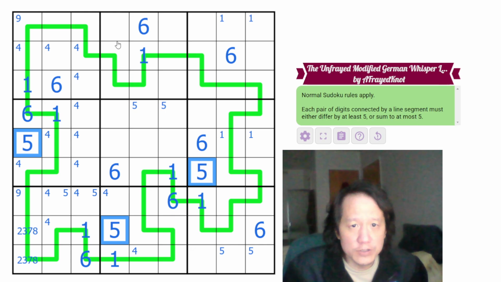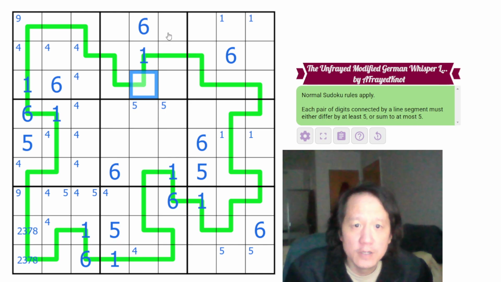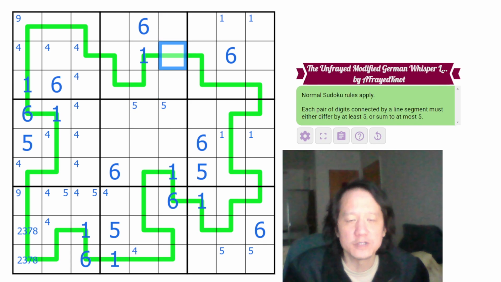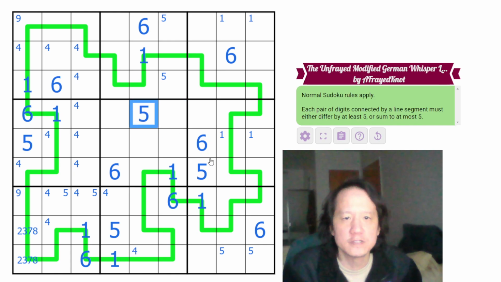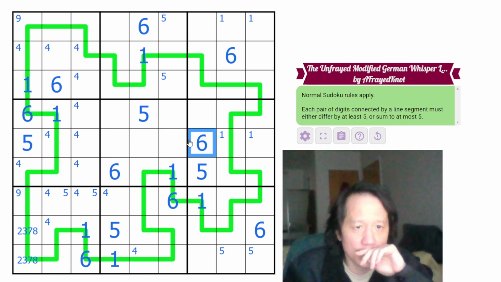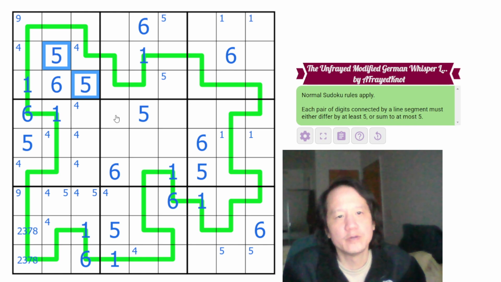Where's 5 in box 2? It cannot be any of these cells because of this 5. Can't be this because it can't be on the German whisper line. So it must be one of these two cells because it can't be on the German whisper line. So 5's either here or here, which means this can't be 5. Therefore, that forces this to be 5. One of these two must be a 5 because those are the only two left.